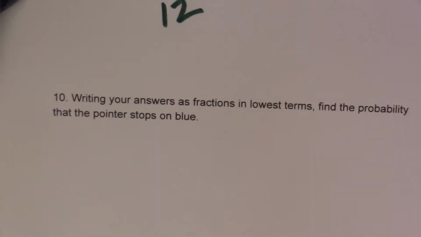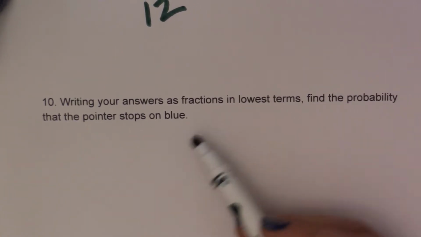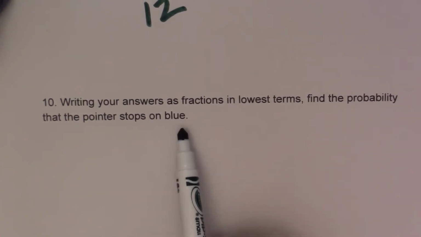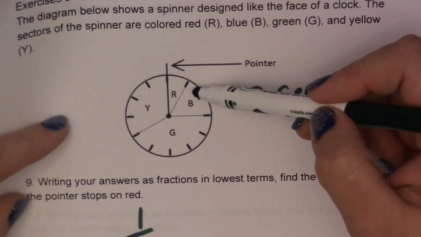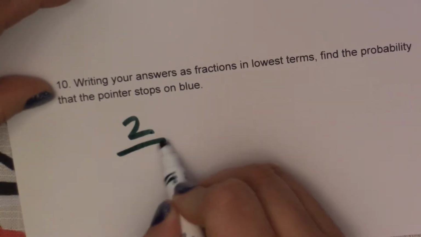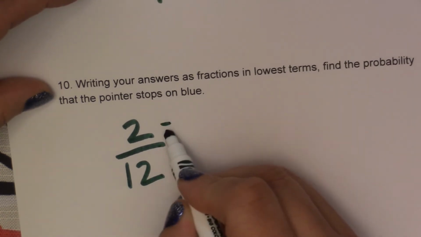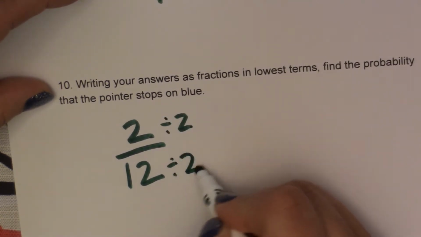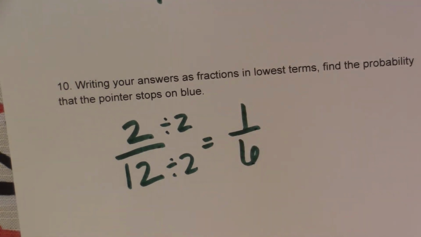All right. Number 10, writing your answer as a fraction in lowest terms. Find the probability that the pointer stops on blue. So if we go to our picture and look at our blue sections, there's 2 blue sections. So that would be 2 out of 12. And since we need this in lowest terms, we need to simplify. So we can divide both of these by 2, and we get a probability of 1/6.